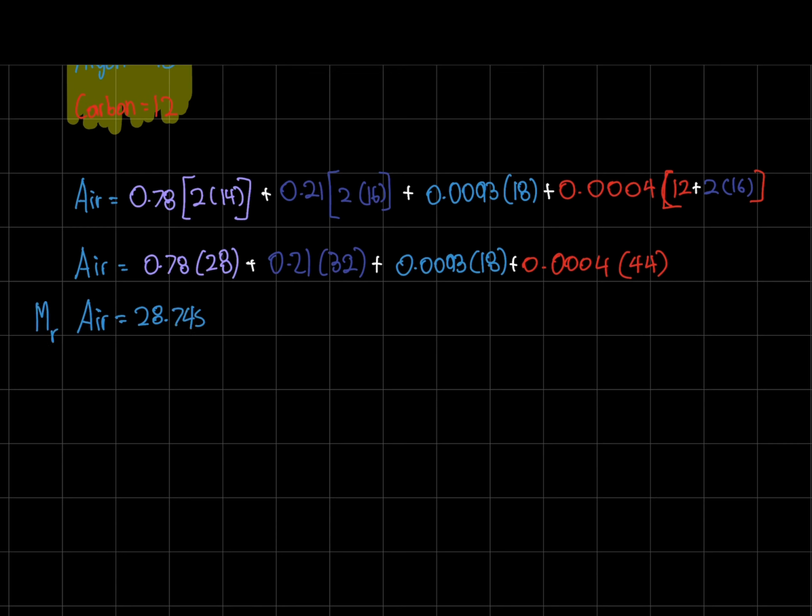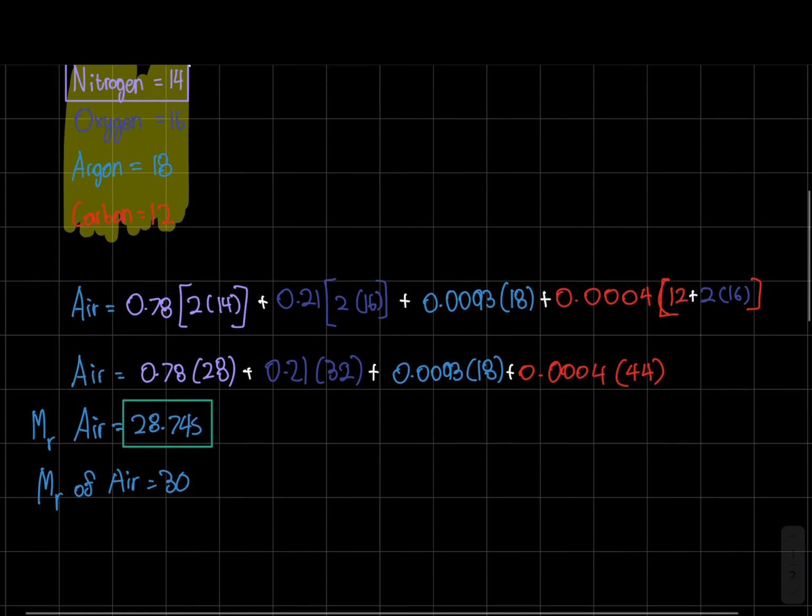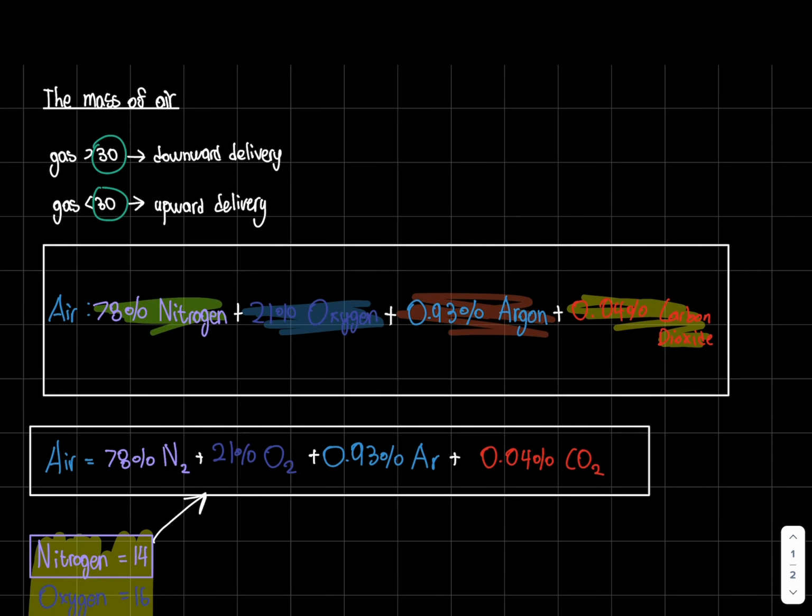I didn't put Mr just to simplify things. So you round this off to the nearest 10, and then you will get the Mr of air as 30, and that is where this magic number of 30 comes from.